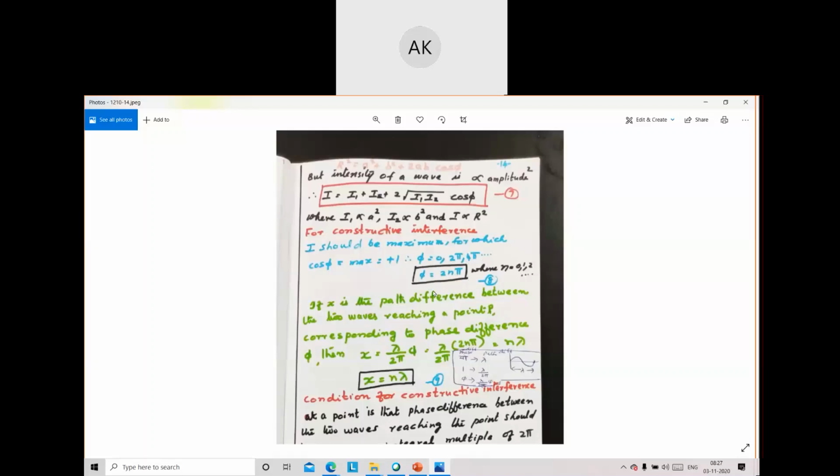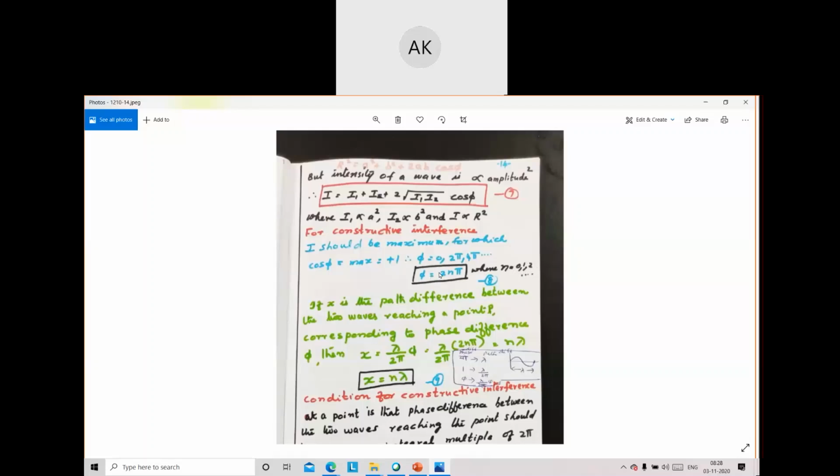So we can write phi equal to 2n pi, where n is an integer. At phi equal to 2n pi, we get maximum intensity. So what is the condition for constructive interference? The phase difference between the two waves is equal to 2n pi, where n equal to 0, 1, 2. Here n equal to 0 you have to include, because that is the central bright fringe, and then first bright fringe, second bright fringe.